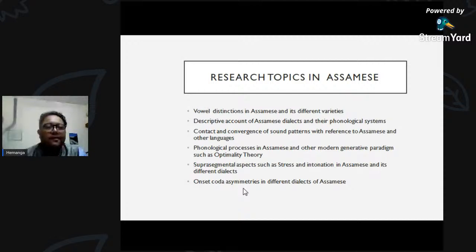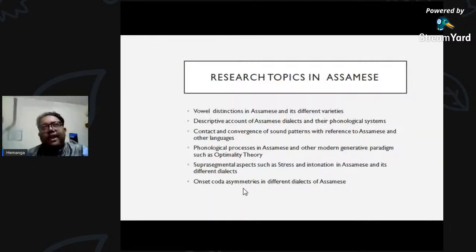So modern generative paradigms, optimality theory and universal markedness principles and all. I have seen different phonological processes are there, and I have given lots of OT analysis of different phonological processes. But still there are many processes which have not been done from the perspective of modern generative linguistics. So people can link up these things and try to correlate the phonological system with different cognitive processes and theories of representation. Then you people can pick up suprasegmental aspects such as stress and intonation in Assamese, even Assamese English, how the Assamese English is different from standard RP and all, how the patterns are different.